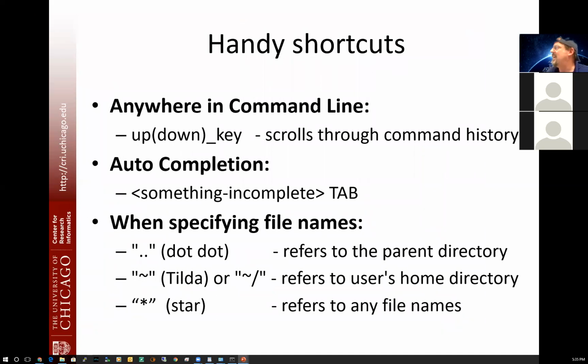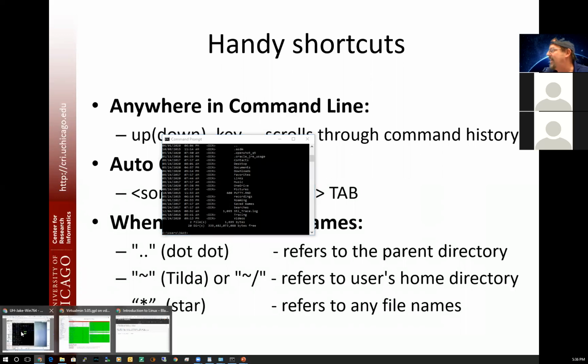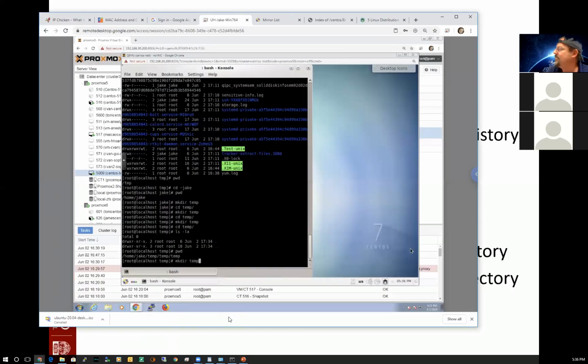Some handy shortcuts. Anywhere in a command line, you can type an up arrow and a down arrow, and it will scroll through your previous commands. Again, Microsoft adopted that as well. So you can do that in Microsoft Windows command line. Scroll through your previous commands, but again, they stole that, or they borrowed that from Linux. I make extensive use of that. So I can scroll through all my previous commands.